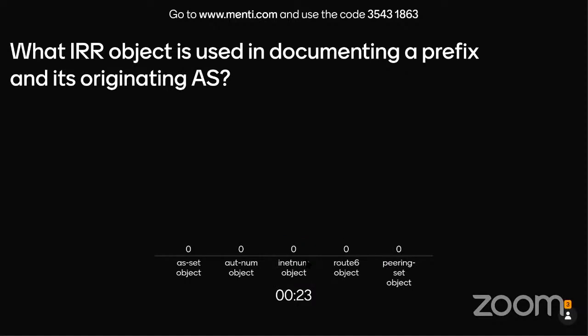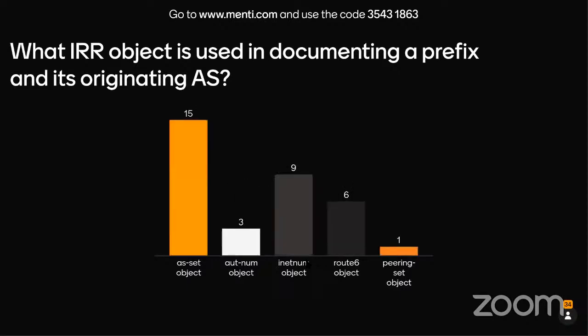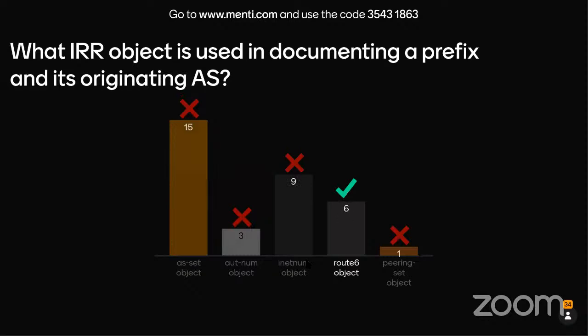So the question is, what IRR object is used in documenting a prefix and its originating AS? Less than 10 seconds. Yes, because we're going into IRR objects now. I want to see. 29 people responded. Okay, we have our results.